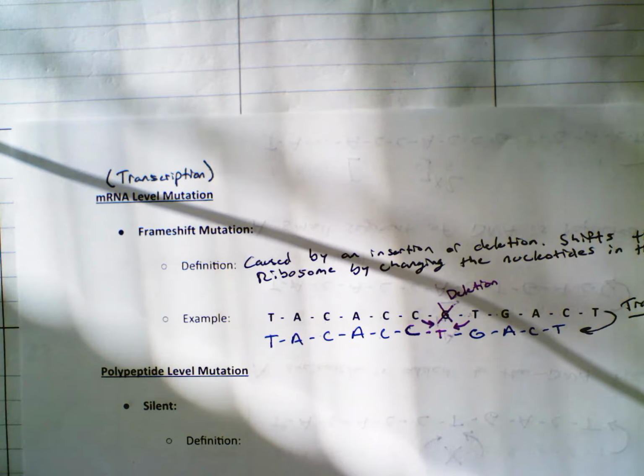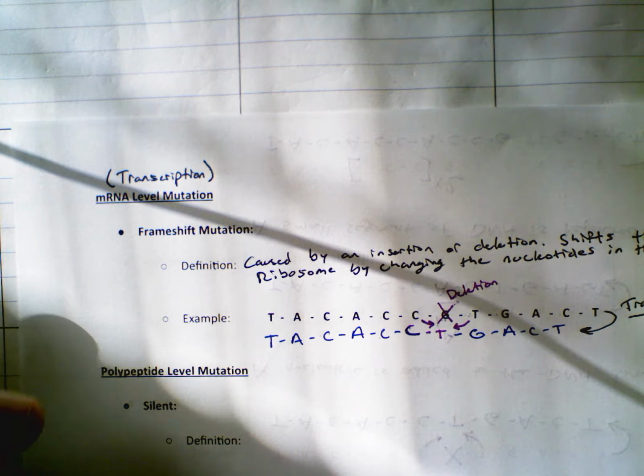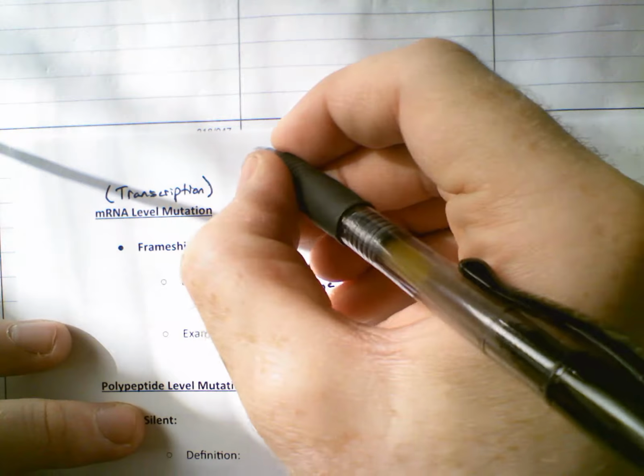Okay, so what if something does not cause a frame shift? For instance, would a substitution cause a frame shift? No. It's because it's just switching two things. It's not actually pushing the reading frame one way or the other. So I didn't put this one on here, but let's go ahead and add it to the top up here.